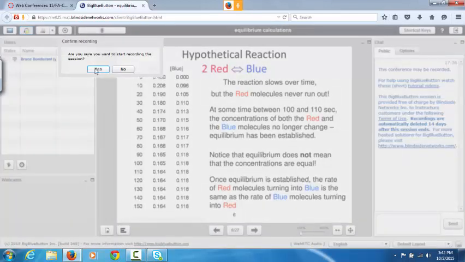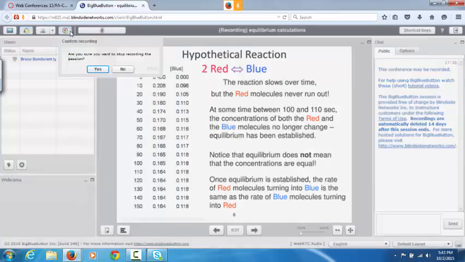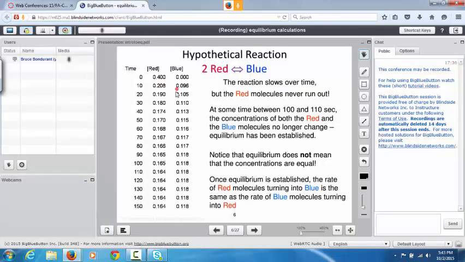the calculations that you can do with concentrations and equilibrium. And here's an example of a hypothetical reaction where I have 2 red turning into 1 blue. And you start out with only red and 0 blue.